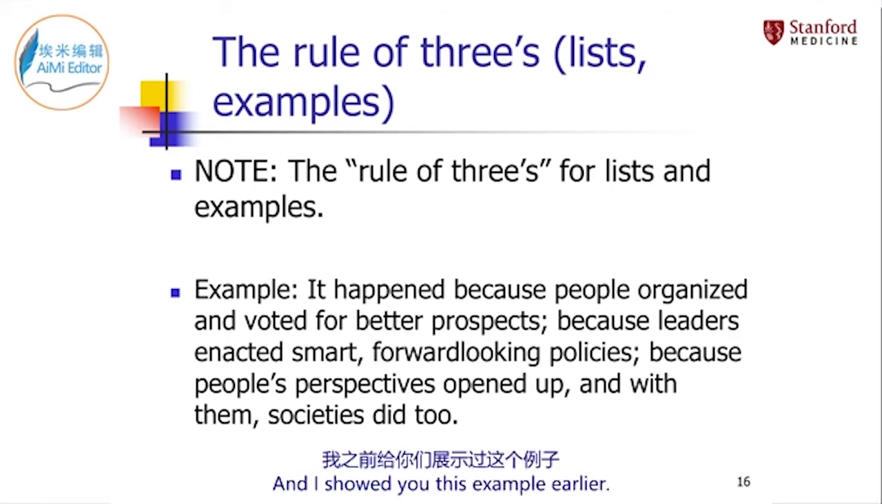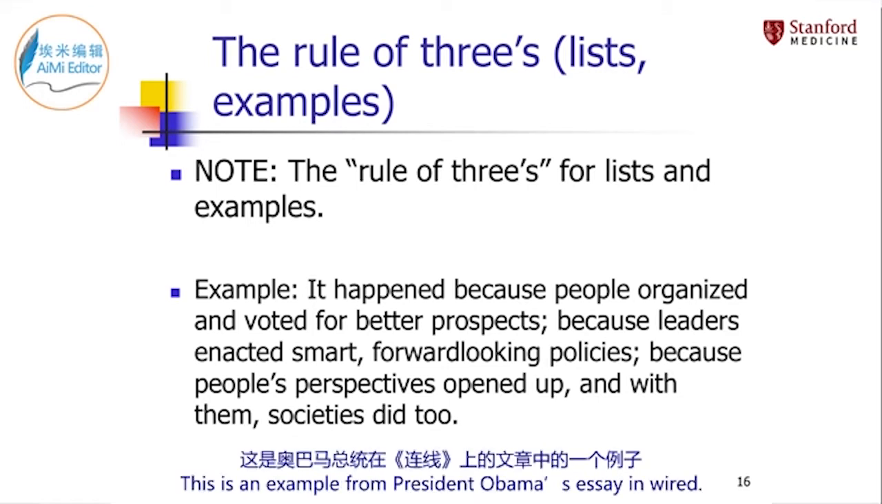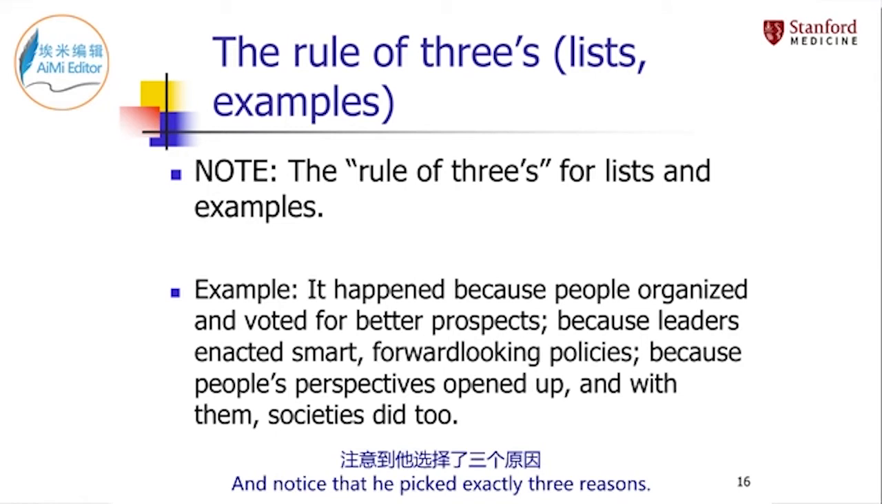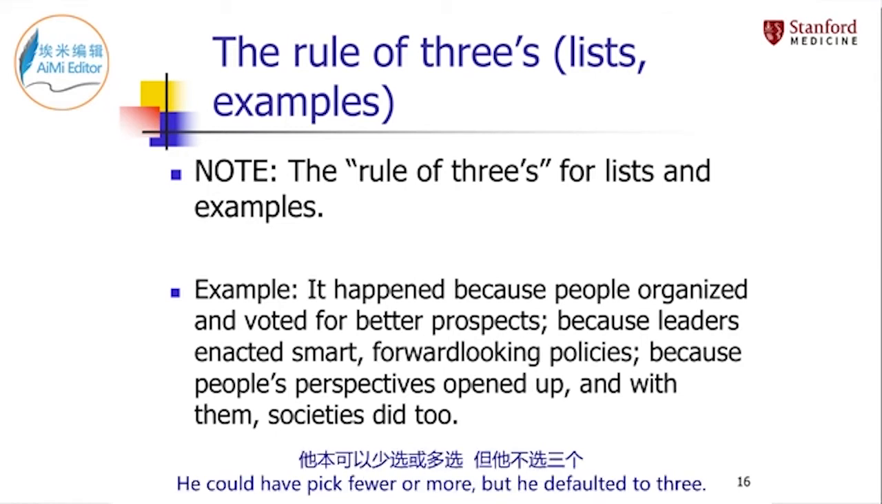And I showed you this example earlier. This is an example from President Obama's essay in Wired. And notice that he picked exactly 3 reasons. He could have picked fewer or more, but he defaulted to 3.